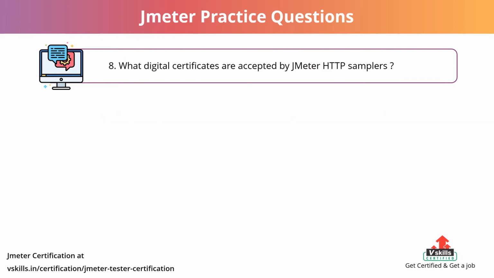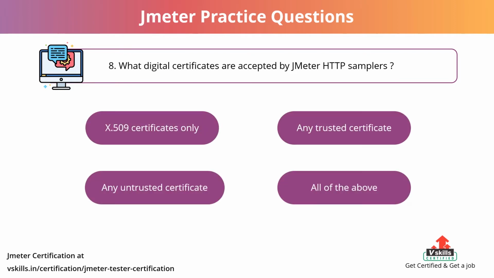Question number 8. What digital certificates are accepted by JMeter HTTP samplers? The options are A. X.509 certificates only, B. Any trusted certificate, C. Any untrusted certificate, D. All of the above. The correct answer is option D.